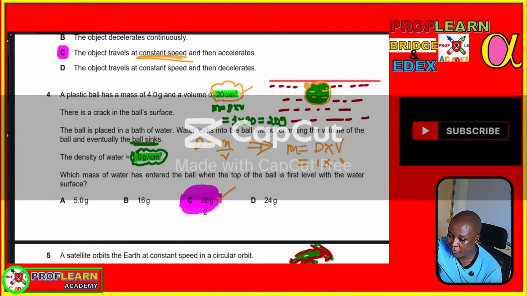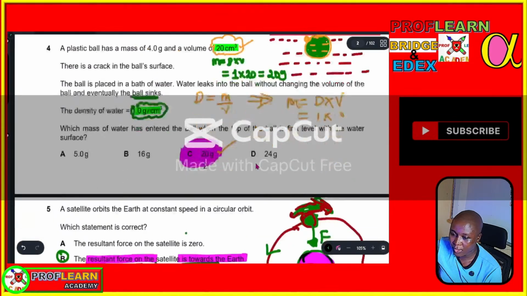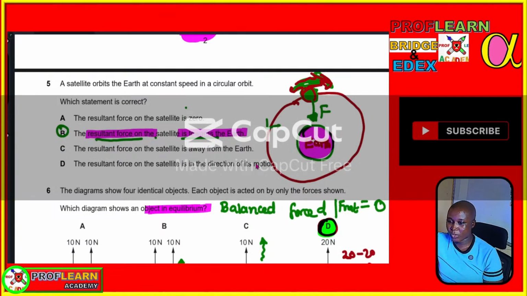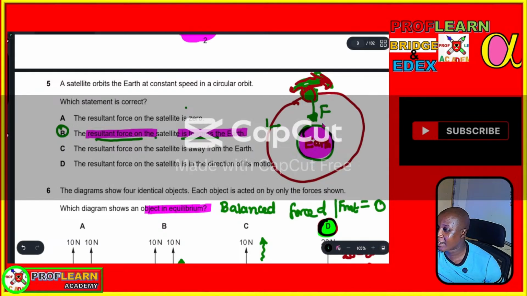Right, moving to the next question, here is a satellite. Something you need to understand is that in circular motion, the only concept that will be tested is the direction of the force that is keeping the object in circular motion. Anytime you are asked, you should understand that the force keeping this object in motion around the orbit is always directed to the center. So that is it.